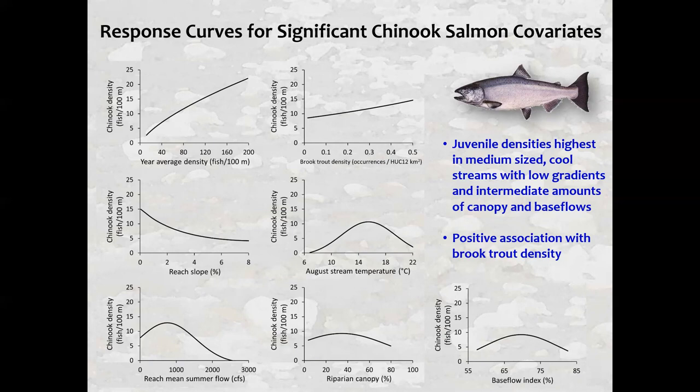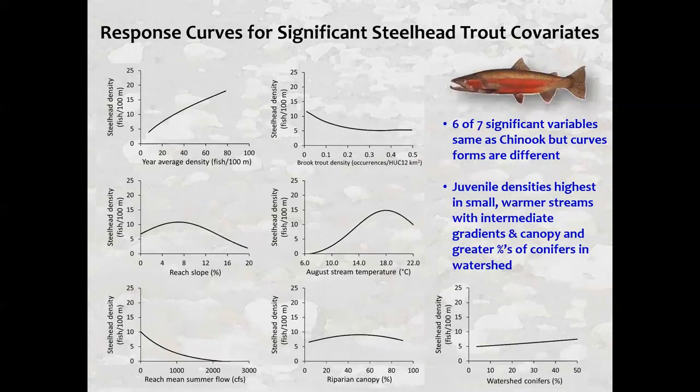And the take home from all of that is, the model suggested that juvenile densities for Chinook were highest in medium-sized, cool streams with low gradients and intermediate amounts of canopy and base flows. So, that pretty well matches, I think, the general perception of what this fish prefers that's out there in the literature. For steelhead then, these are the response curves for the variables that showed up as being significant in the final model. I'll note that 6 of the 7 variables here are the same as they were for the Chinook model, but the form of the relationships differs.